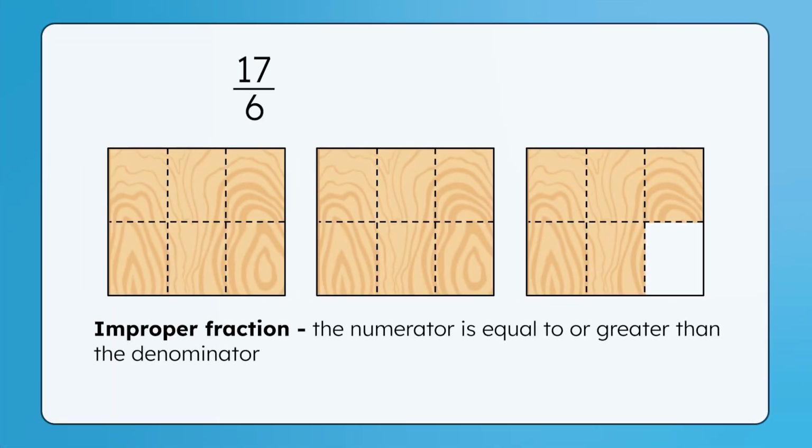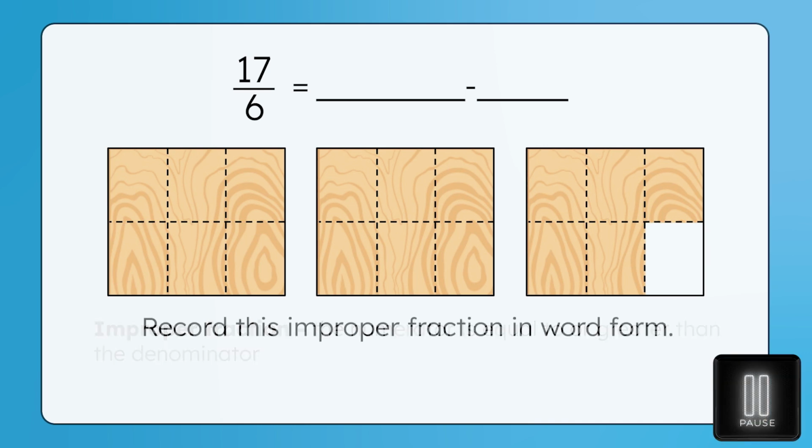An improper fraction has a numerator that's equal to or greater than the denominator. Even though it's improper, we write it the same way we would any fraction. First, the numerator, then a hyphen, and then the denominator. Showing fractions in word form helps us connect how we read them with what the digits represent. Pause here to record this improper fraction in word form in your guided notes.